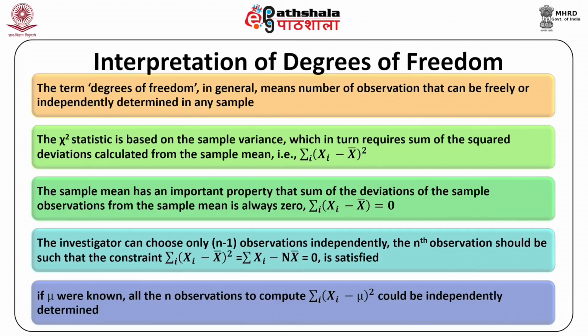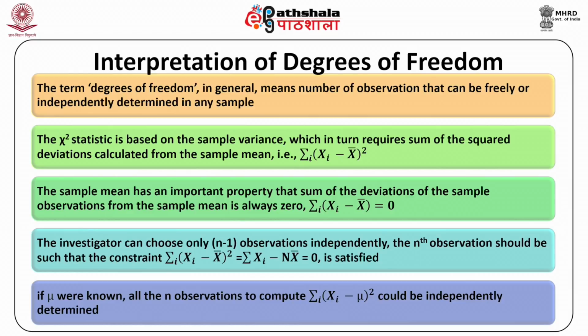However, the sample mean has an important property that the sum of the deviations of the sample observations from the sample mean is always 0, which means, I am sure you know, that sigma xi minus x bar is equal to 0. Now, on account of this, in any sample, all the n observations cannot be freely chosen. The investigator can choose only n minus 1 observations independently. The nth observation should be such that the constraint as specified earlier, which is sigma xi minus x bar over i, and is equal to sigma xi minus n x bar equal to 0, is satisfied.